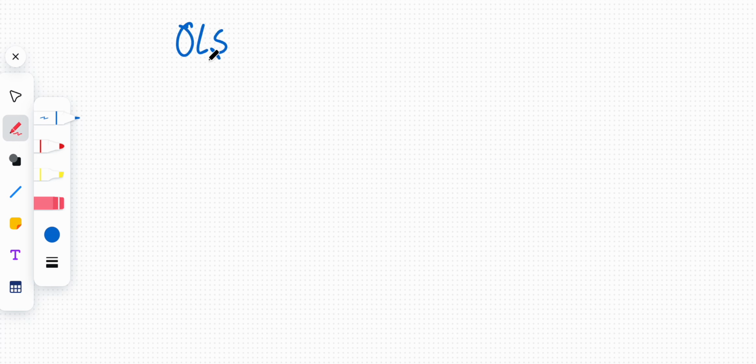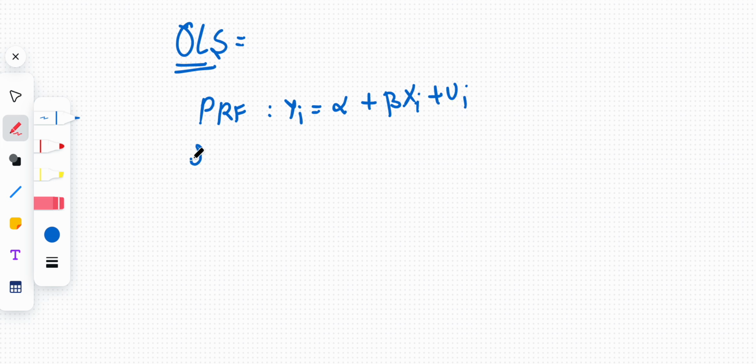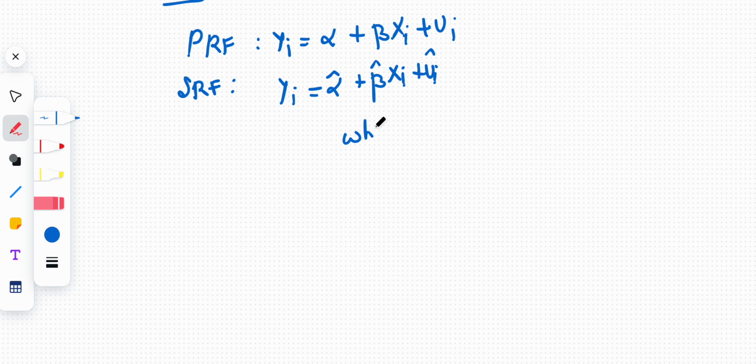That I'm going to do it with OLS, right? That's ordinary least squares. So first I'll tell you which is my PRF. My PRF is yi is equal to alpha plus beta xi plus ui. My SRF is yi equals alpha cap plus beta cap xi plus ui cap, where yi cap is alpha cap plus beta cap xi.